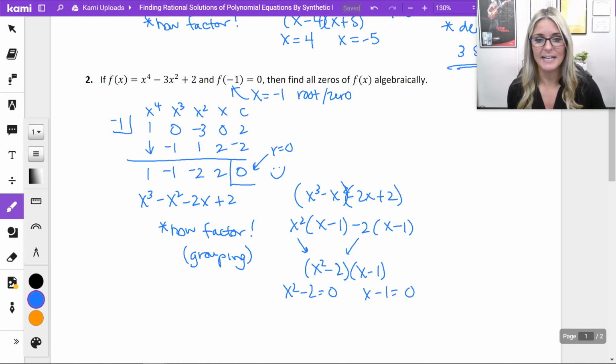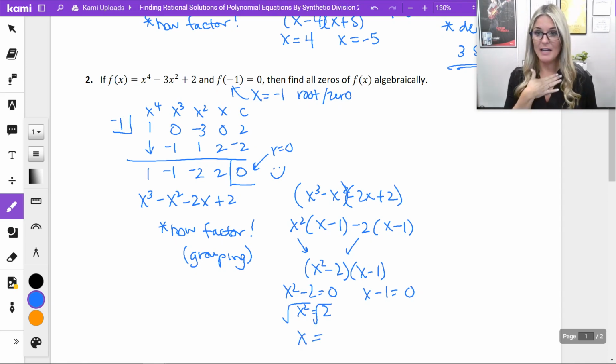Solving that first one, adding 2 to the other side, I will get x squared equals 2. Now, remember, you can undo a squared with a square root. Those are inverse operations. So let's square root both sides. X equals, now when you take the square root in your solving process, make sure to include plus or minus the square root of 2. So there are 2 solutions there already. On the other one, I would add 1 to the other side. Really simple. Solving on this second factor, x equals positive 1.